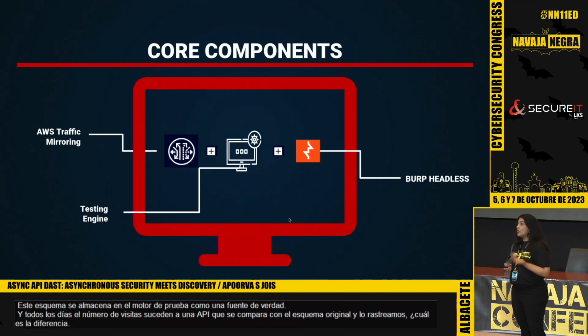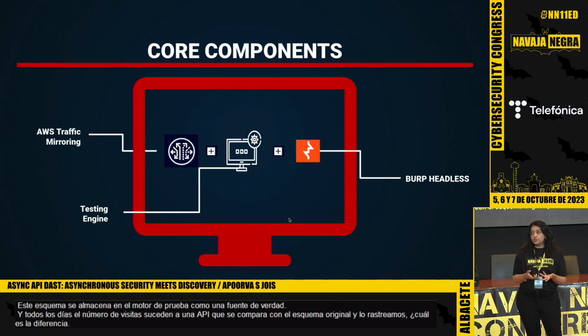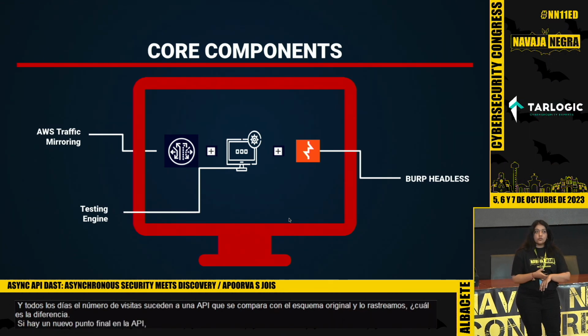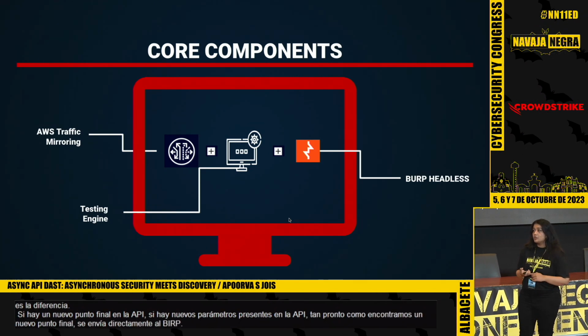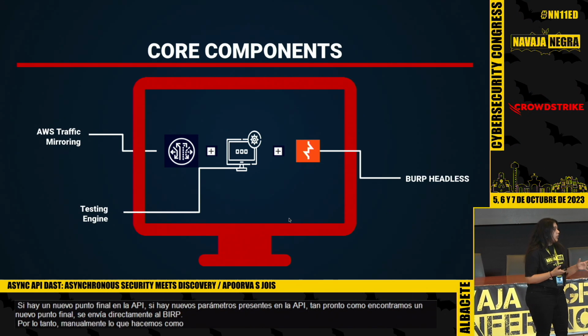Manually, what we do as pen testers is we get a bunch of APIs, we use Postman, and we send it to Burp. There's a lot of manual work involved. So if there are like 100,000 APIs, how would you do that? That would not be scalable, or it is not possible. And it's a lot of work.